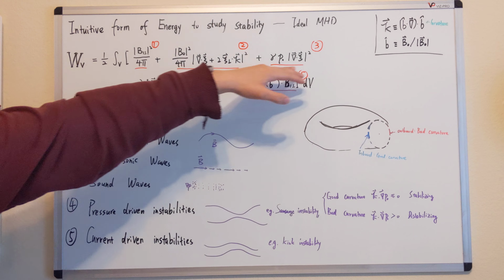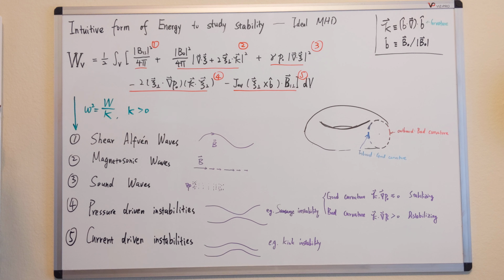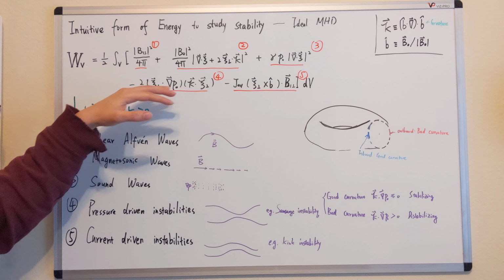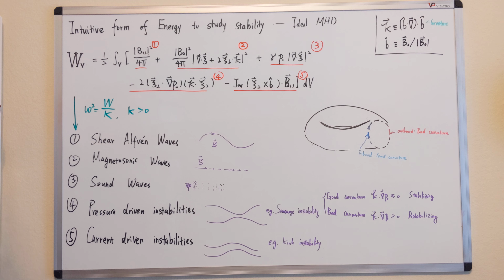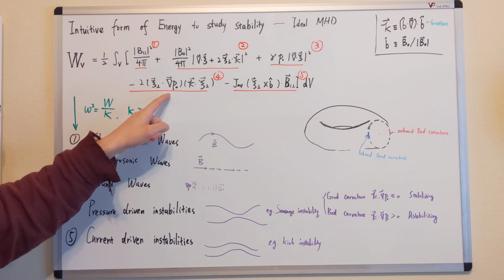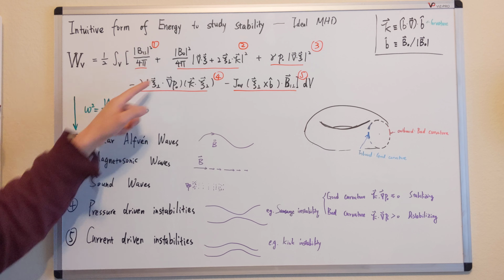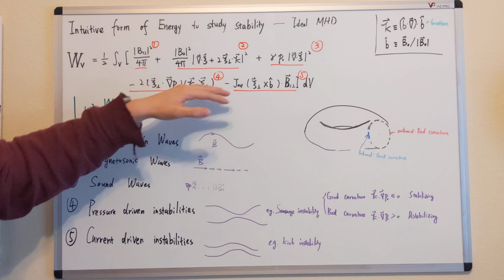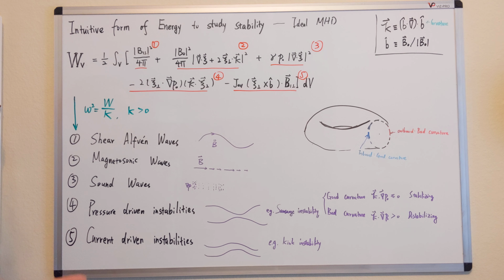This term can be understood as a sound wave, so some energy is stored in the pressure field. Those 2 terms can induce instabilities. So this term, the pressure gradient, is the driven term of this possible instability. One of the examples of it is the sausage instability.